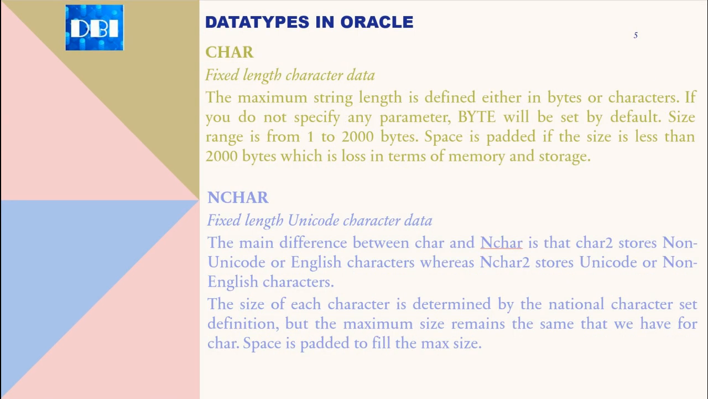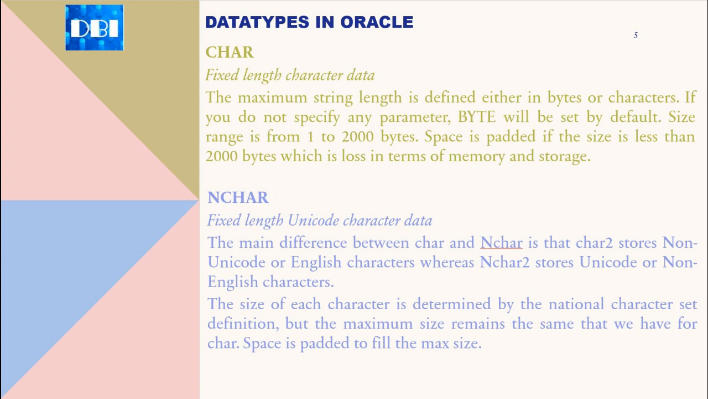Char. Fixed length character data. The maximum string length is defined either in bytes or characters. If you do not specify any parameter, byte will be set by default. Size range is from 1 to 2000 bytes. Space is padded if the size is less than 2000 bytes, which is loss in terms of memory and storage.